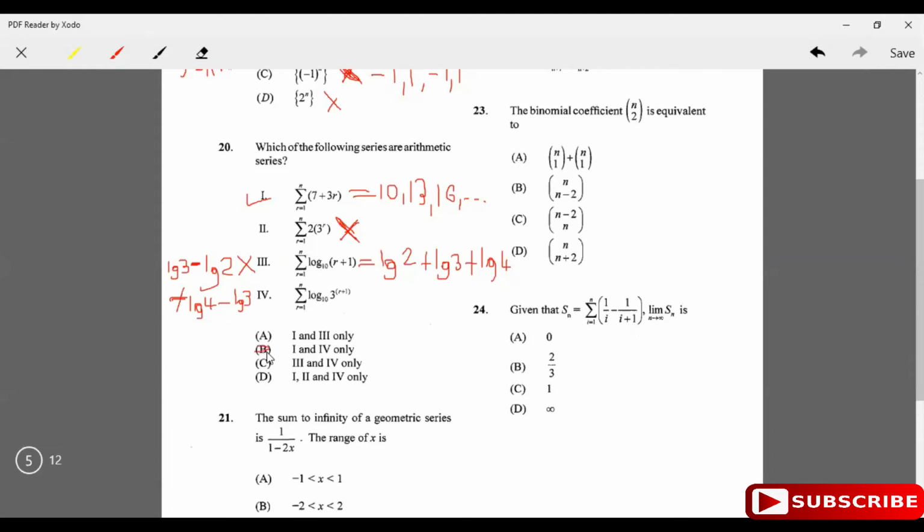Obviously, it's 1 and 4. Let's just look at the option now. If you plug in R as 1, you get 1 plus 1 is 2, 3 squared is 9, and so we get the log of 9. Now plug in R as 2: 3 cubed is 27, so we get the log of 27. Plug in 3: 3 to the 4 is 81. So what you need to check is that the log of 27 minus the log of 9, is the log of 27 over 9.